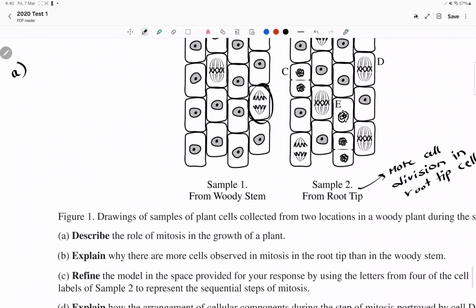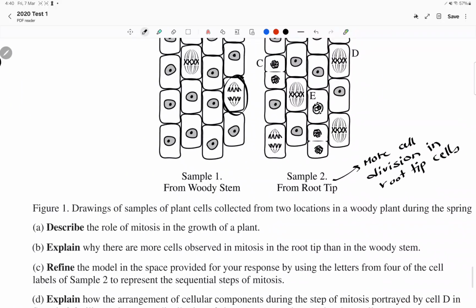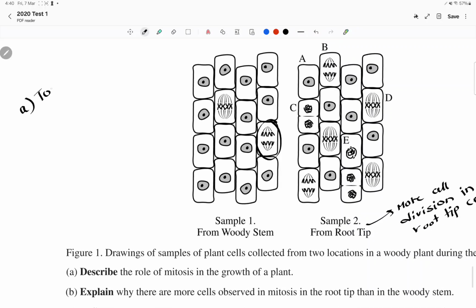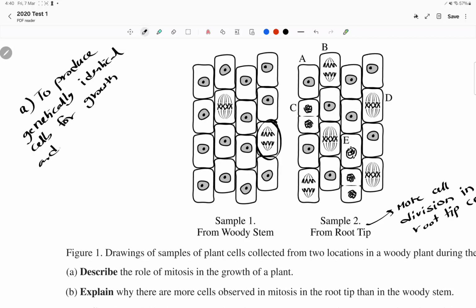They do the talking. Okay, so guys, part A. Describe the role of mitosis in the growth of a plant. To copy something, to produce more cells, genetically identical cells. Asexual cells, right? It doesn't matter, for growth and repair. Can't you just say to copy? Man, you're making it too easy. No, Mr., that's what I meant. Like, how am I gonna word them? This is how I would word it.